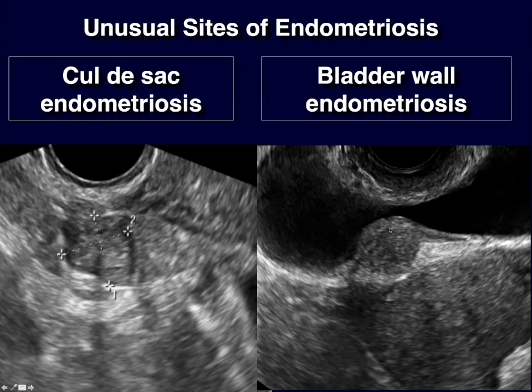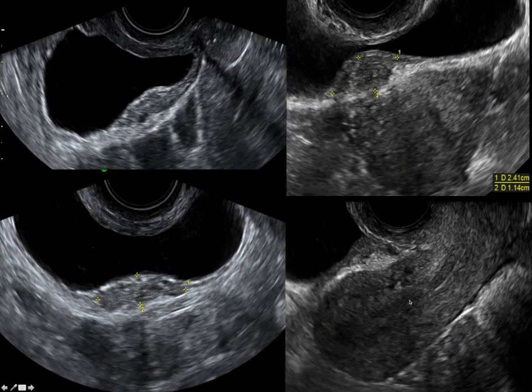This one has implanted in the wall of the bladder. You can see it's indenting the bladder here. It's insinuating itself between the bladder and the front of the uterus. So let's look at bladder endometriosis. These are two different cases.